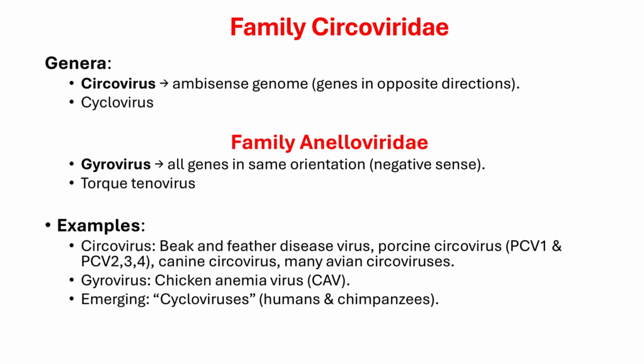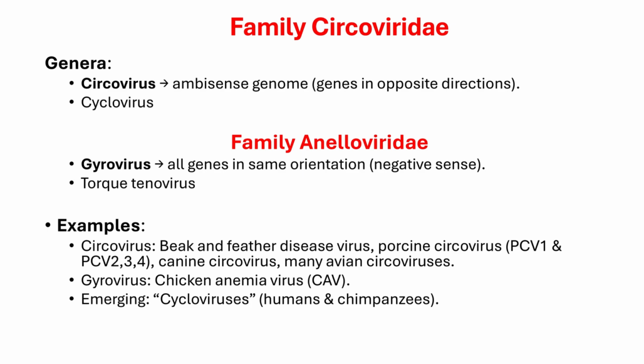Common examples of circoviruses include beak and feather disease virus, a major pathogen of parrots. Porcine circoviruses, PCV1, PCV2, and the newer PCV3 and PCV4. Canine circovirus, and a wide range of avian circoviruses.